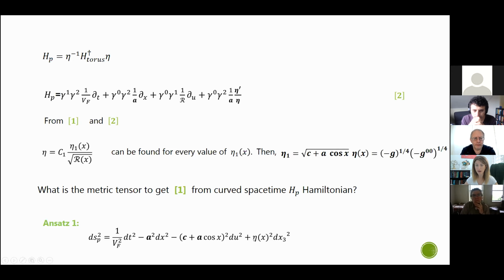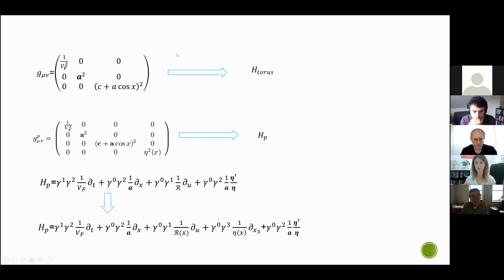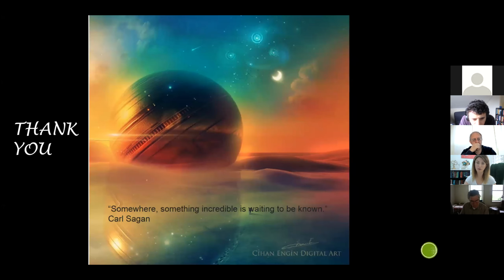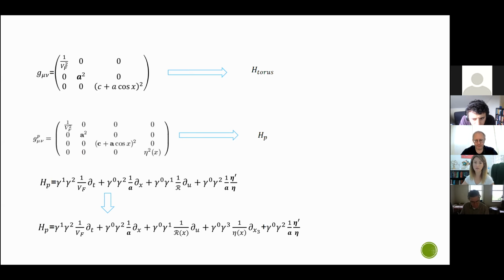So in here, I just want to add another coordinate in the matrix. So this means that it's a kind of expansion. So I'm adding this eta x square by hand. So this is the metric tensor for the torus Hamiltonian, and this is the partner of the torus Hamiltonian. So this can be the corresponding metric tensor for this partner Hamiltonian. So these are the results of this recent study of mine.